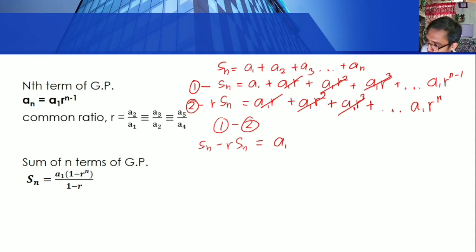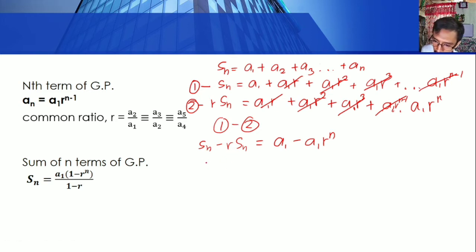So, dito sa previous term, meron tayong a1 r raised to n minus 1 para makuha natin yung previous term. So, magka-cancel din yan. So, ang matitira na lang is a1 minus a1 r raised to n. So, para makuha natin yung S sub n, i-extract natin yung S sub n dito sa right side ng ating equation.